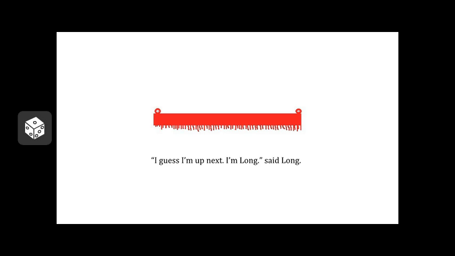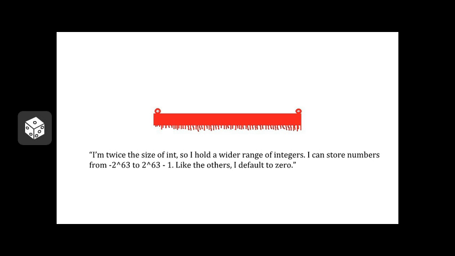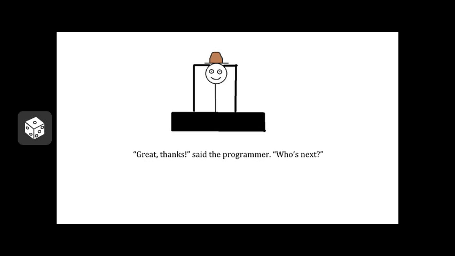"I guess I'm up next. I'm Long," said Long. "Nice to meet you," said the programmer. "I'm twice the size of Int, so I hold a wider range of integers. I can store numbers from -2 to the 63rd to 2 to the 63rd minus 1. Like the others, I default to 0." "Great, thanks," said the programmer.